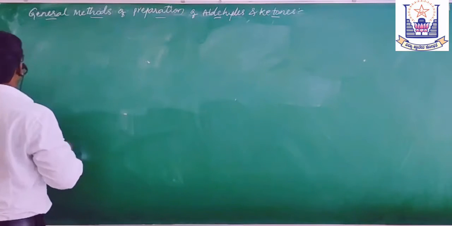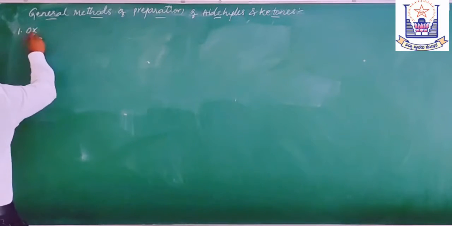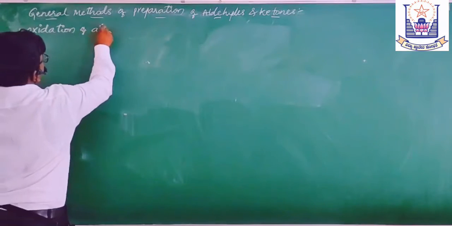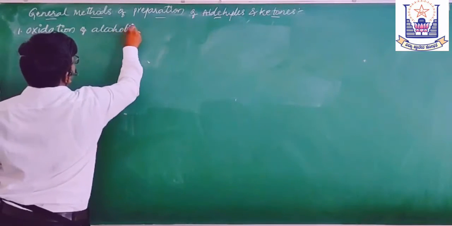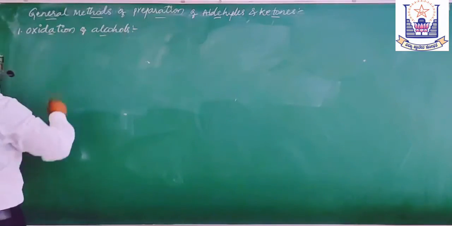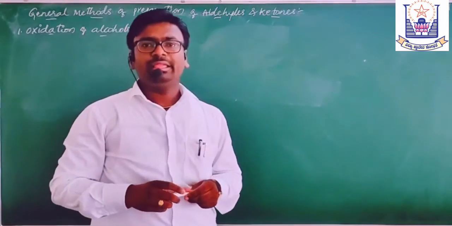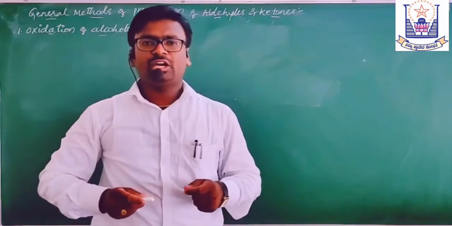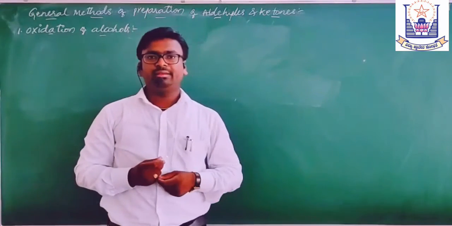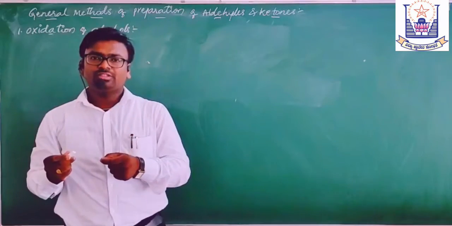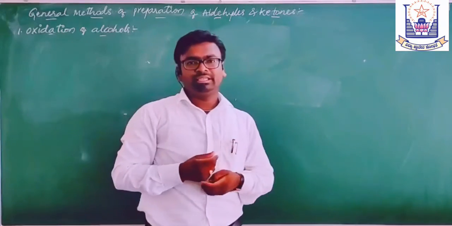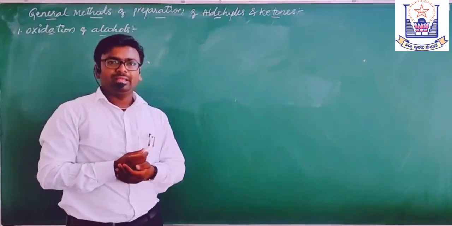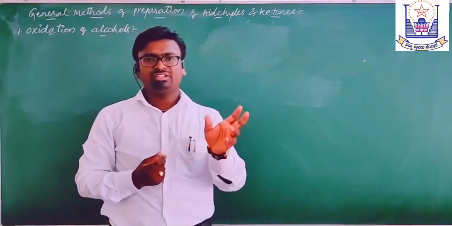The first one is oxidation of alcohols. This you have studied in the unit on alcohols, phenols and ethers. You know that when a primary alcohol is oxidized, you will get an aldehyde. The secondary alcohols on oxidation give ketones. So it is already discussed. Here I am going to give you the general reaction equations.